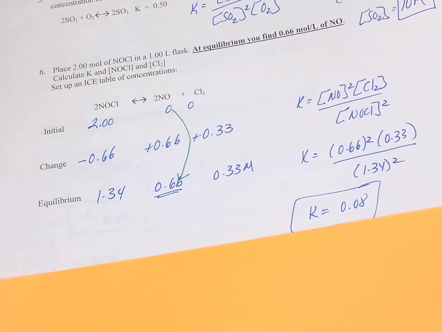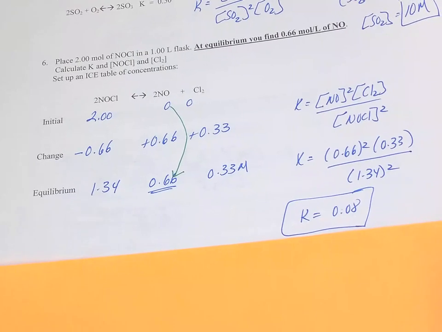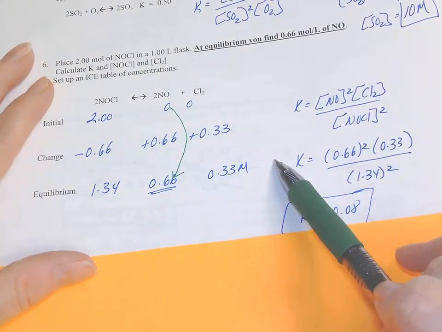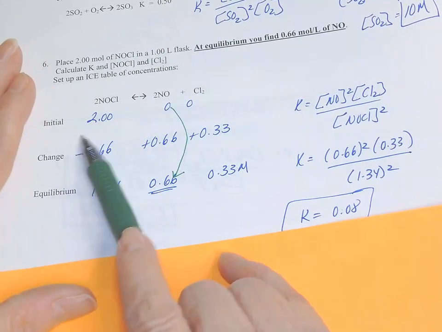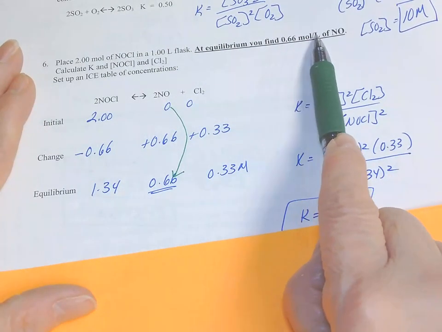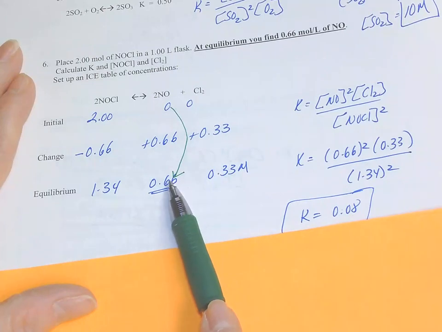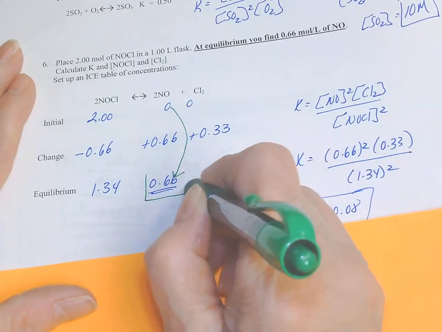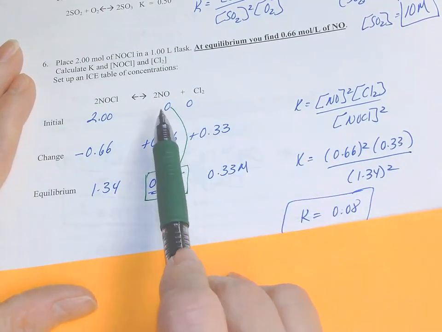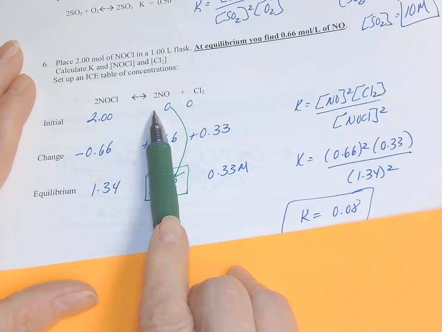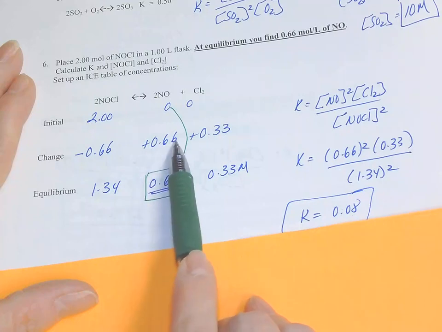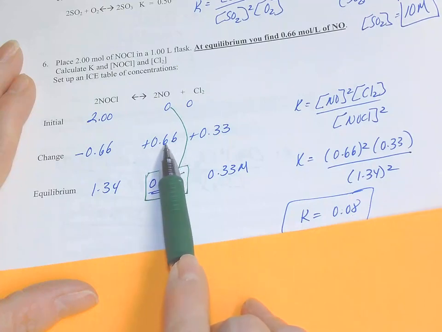Then it gets into equilibrium. So I'm going to talk you through one. So these are really nice equilibrium problems. They give you your initial, and then they tell you at equilibrium you have 0.66 moles per liter of your nitrogen monoxide. So they give you this. In looking, you went from 0 to 0.66 molar. So therefore, the change was that you gained 0.66 molar NO.